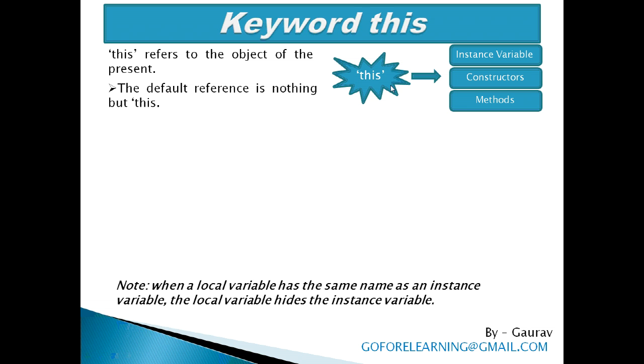Sometimes a local variable and an instance variable have the same name. Then the local variable hides the instance variable.